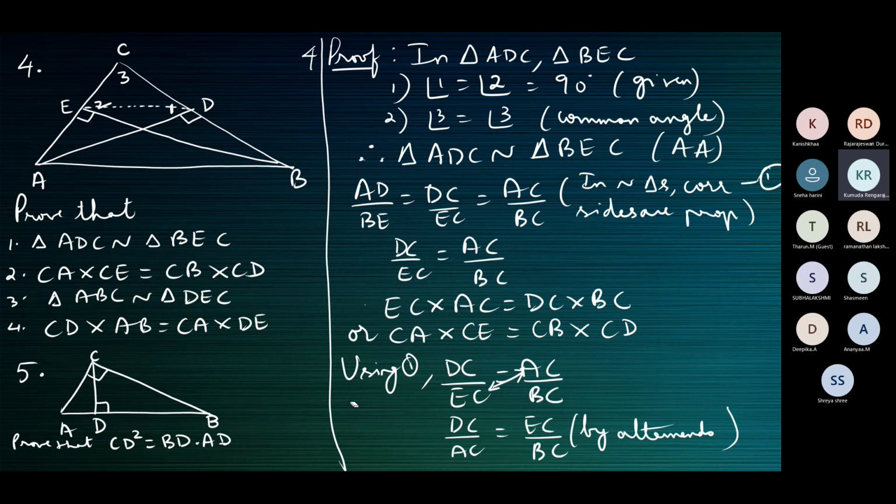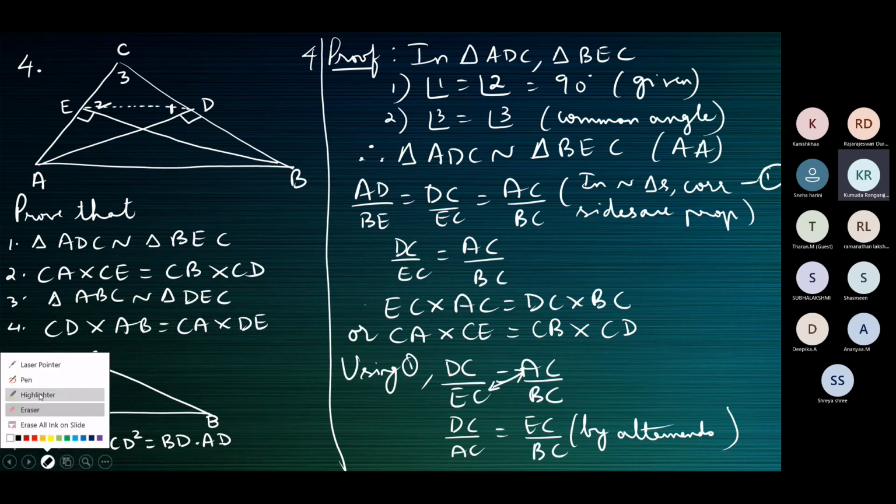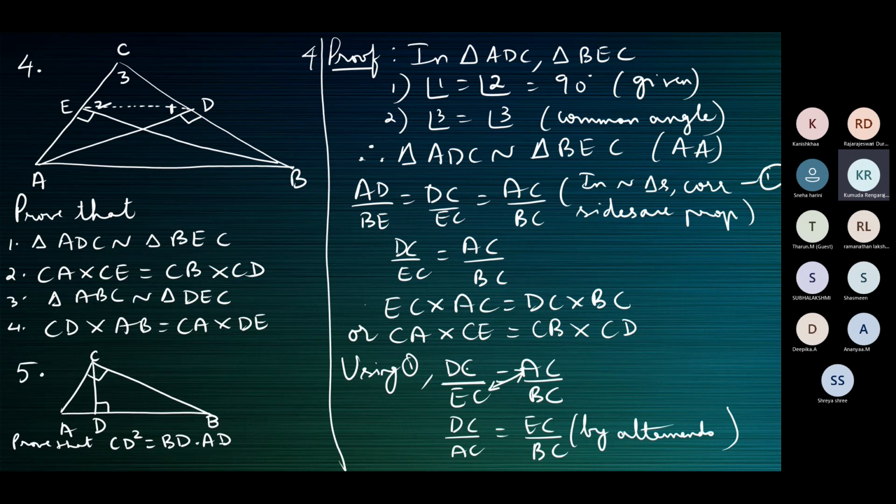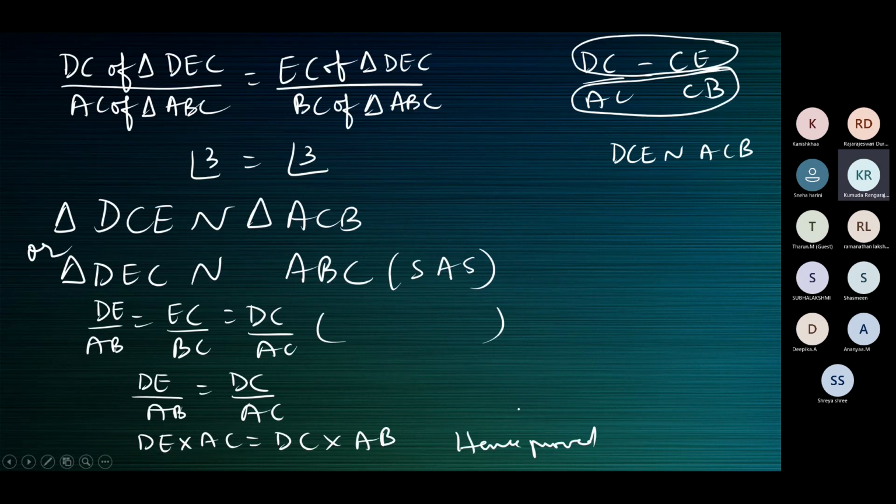And why did we use alternando here? Because both were the sides of the same triangle. When you read this proportion, DC by EC, DC is of the small triangle, EC is also of the small triangle. AC is the big triangle, BC also big triangle. So we wanted to write it like small by big, small by big. So we use alternando. We exchange this. Then when we read it, it sounds just fine.